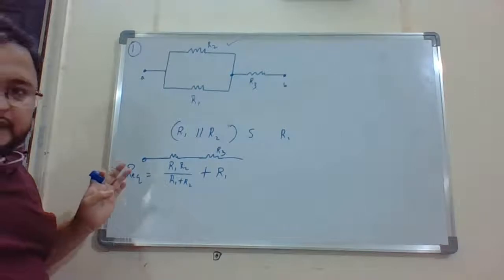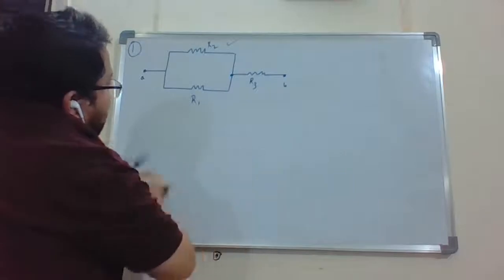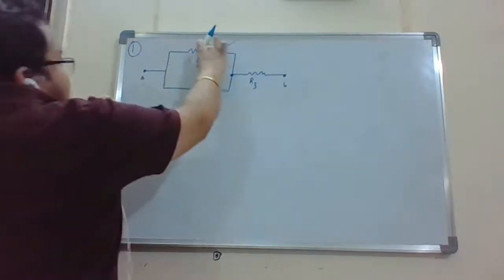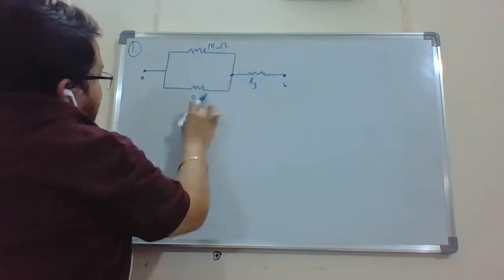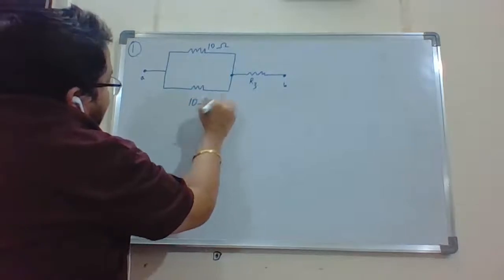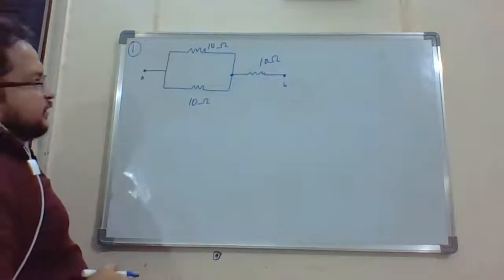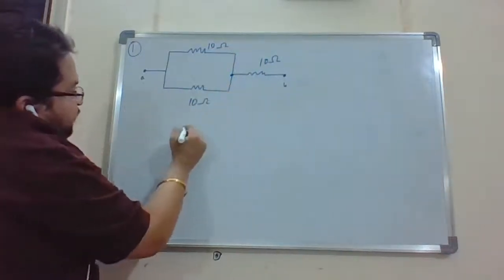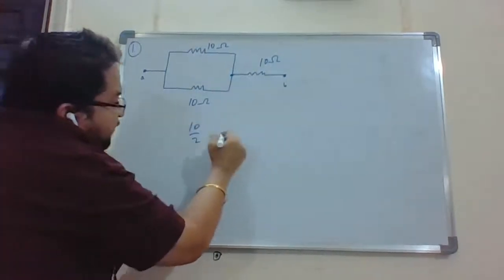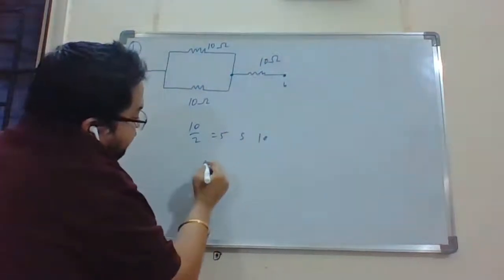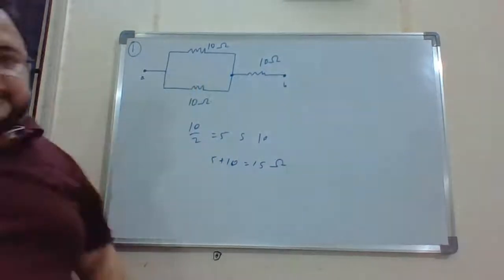Now, if this is the total resistance, and if you want to work out your numericals also, say this is 10 ohm, this is 10 ohm, and this is also suppose 10 ohm. In this scenario, these two are in parallel, so it would be 10 by 2, that is 5. So 5 is in series with 10 ohm. So 5 plus 10 equals 15 ohm would be the answer in this case.